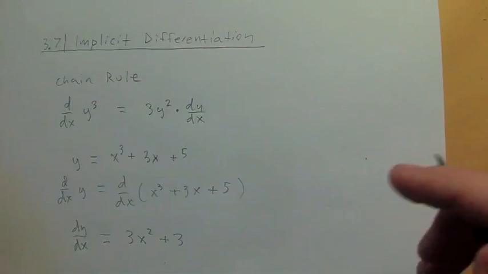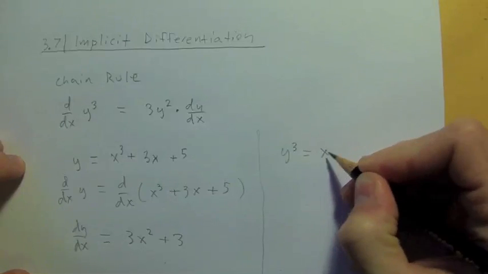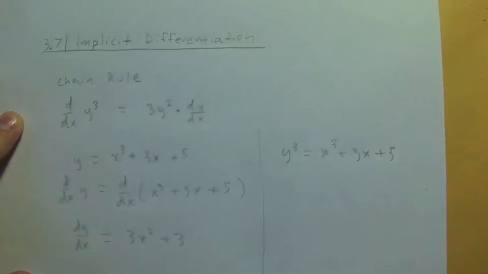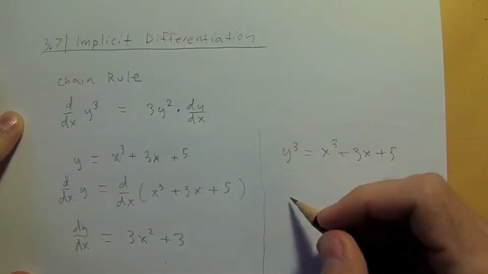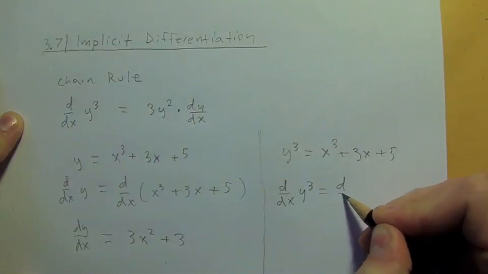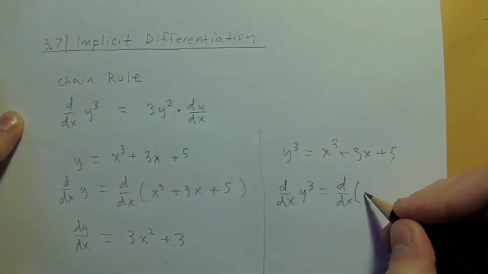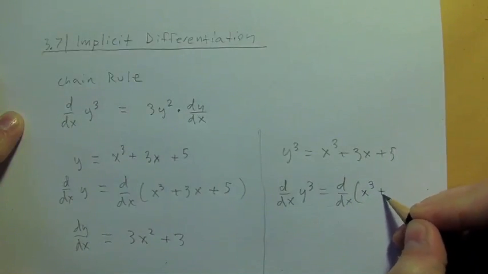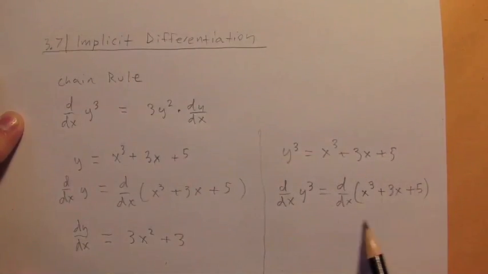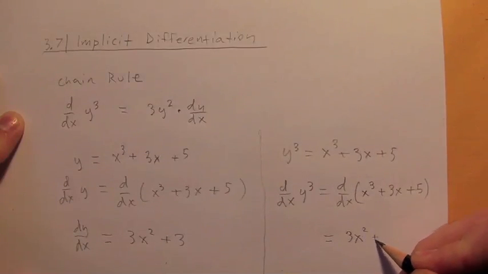Okay, but if I started instead with something like y cubed is equal to x cubed plus 3x plus 5. Well, again, if I wanted to take the derivative of both sides, so the derivative with respect to x of y cubed is equal to the derivative with respect to x of x cubed plus 3x plus 5. And so this side of the equation stays the same, right? It's 3x squared plus 3.